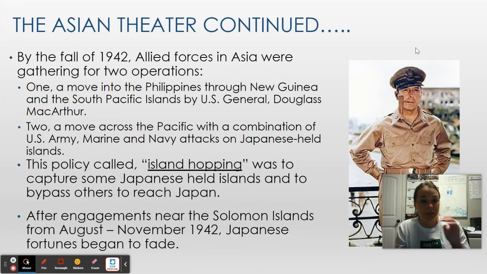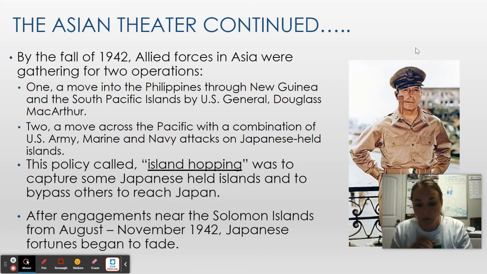So by the fall of 1942, we basically have 2 operations taking place within the Pacific. One is a big push to the Philippines through New Guinea by U.S. General Douglas MacArthur. He's there with his big smoke pipe. Always cracks me up. And then 2, it's a series between the Marine and the Navy of island hopping.